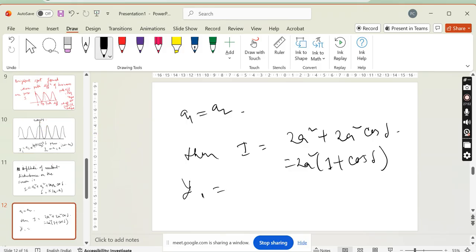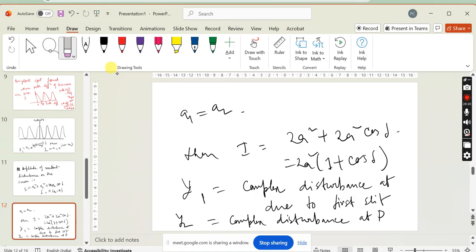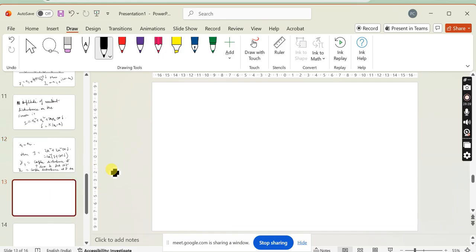Going on to the complex disturbance, y1 is the complex disturbance at P due to the first slit, and y2 is the complex disturbance at P due to the second slit.